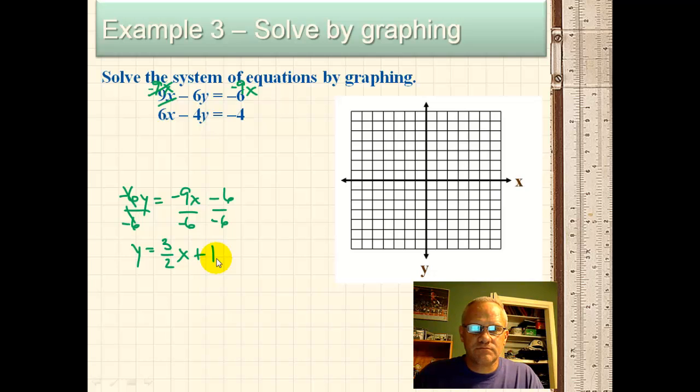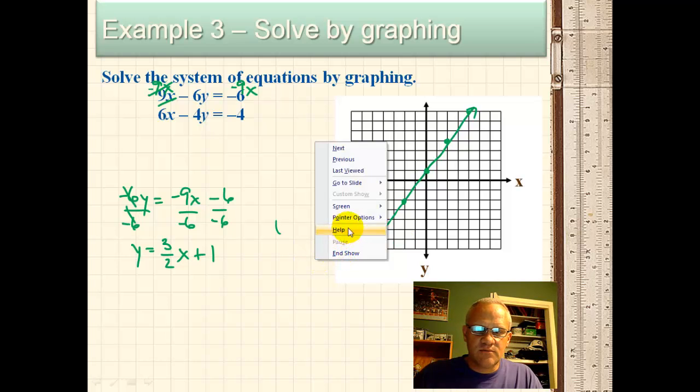Okay? Where do we begin? We begin at 1. Begin at 1. Go up 3 over 2. I can also go down 3 and to the left 2. All right, so here's our line. Something like this. All right, let's look at the other one.